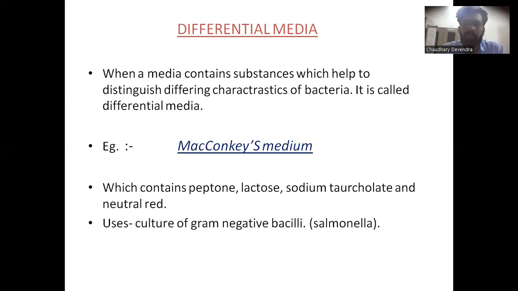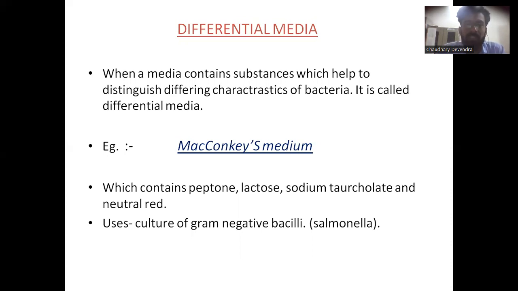If we talk about MacConkey's medium, there are so many media: blood agar, chocolate agar, MacConkey agar, nutrient agar. MacConkey's medium differentiates the bacteria on the basis of the color of the colony. Lactose fermenter bacteria give pink color colonies, and in the case of non-lactose fermenter bacteria, the colony will be colorless on the MacConkey's agar.